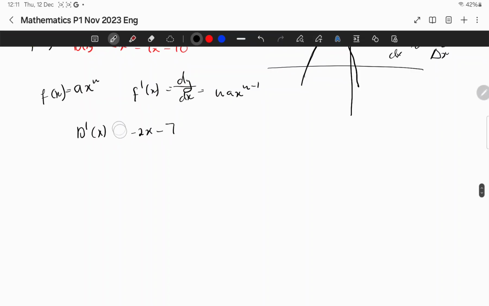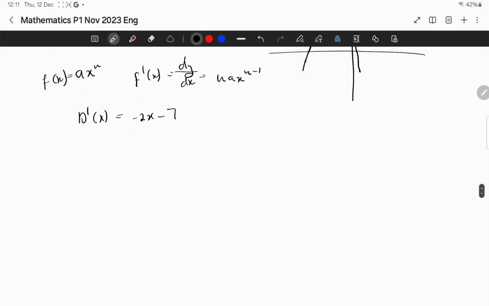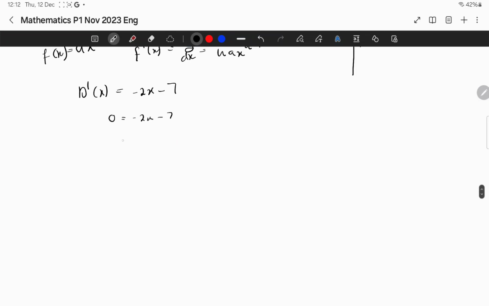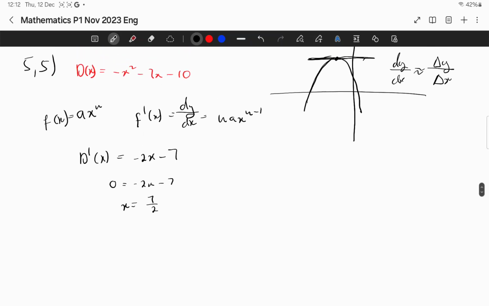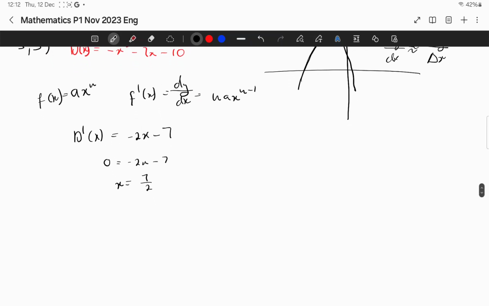So now we have the gradient of the function, and we know at that point it's equal to 0, so we equate this to 0 as we had done before in the previous question. And when you solve this, you get x is equal to 7 over 2. I could just leave it as 7 over 2. That's our x value. Now, how do I get the distance? Because this is not the distance. This is the x coordinate where the maximum occurs. The maximum occurs at x is equal to 7 over 2.